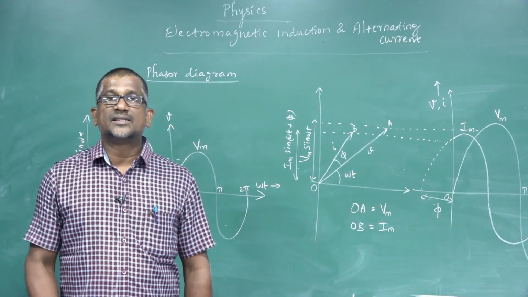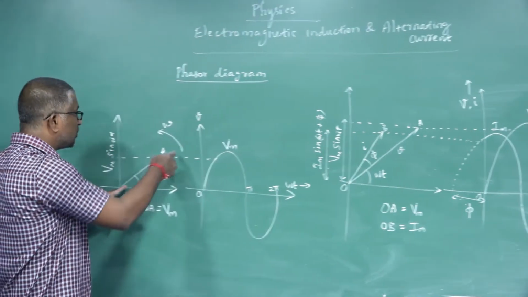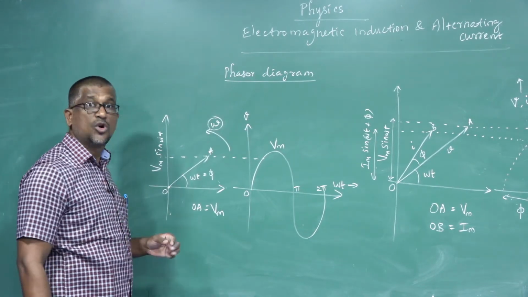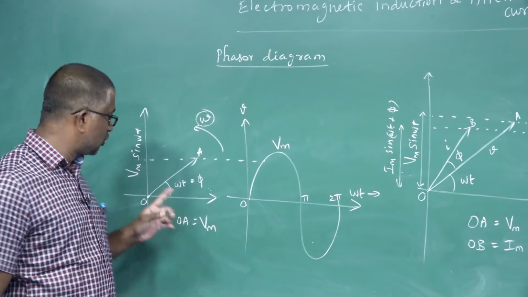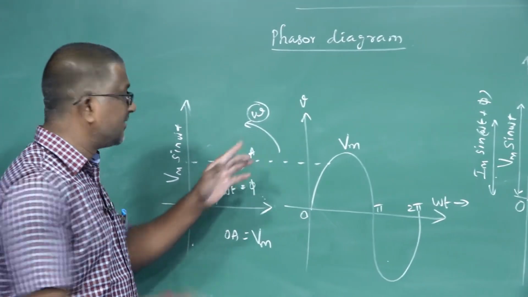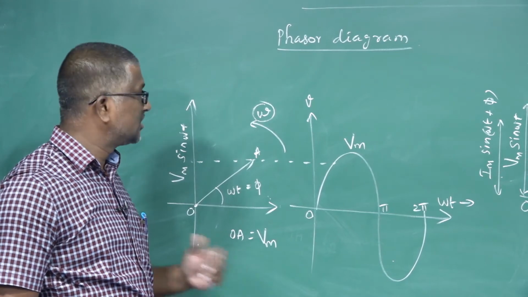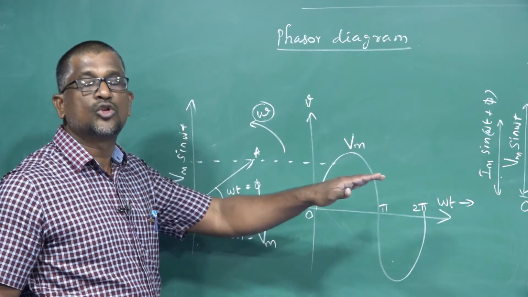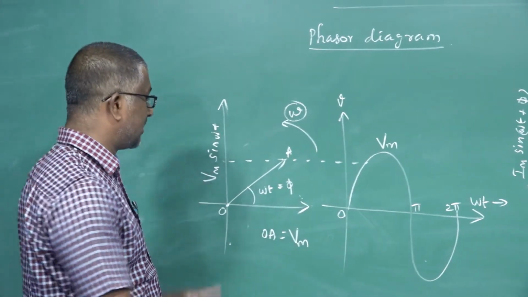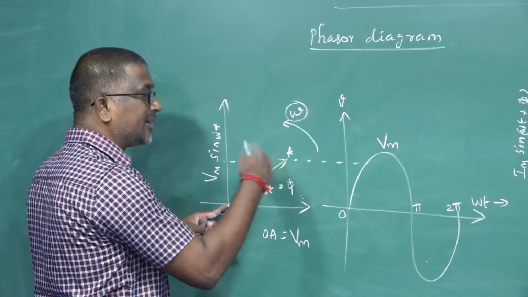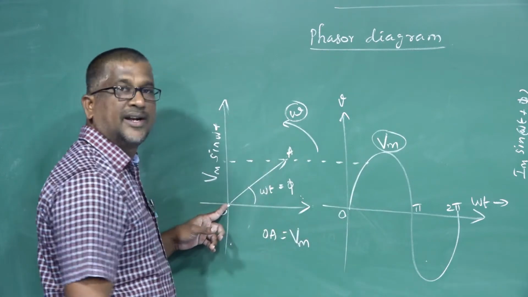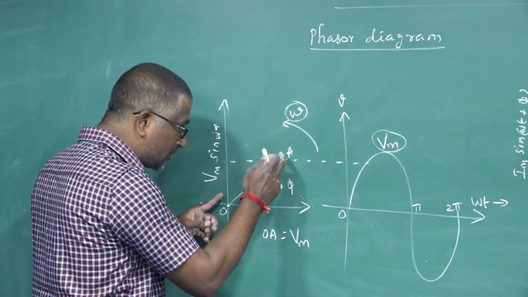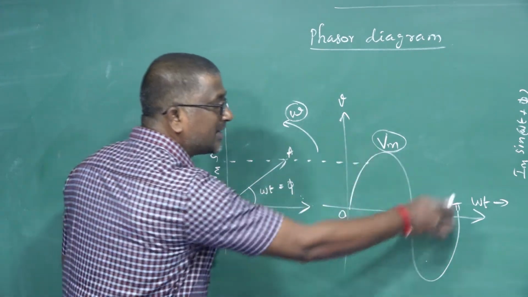Right. Phasor is a vector which rotates about a fixed point with a constant angular velocity in anticlockwise direction. It is called a phasor. Right. Phasor is used to represent either sinusoidal alternating voltage or sinusoidal alternating current. Right. Here the line OA gives the peak value of sinusoidal alternating voltage or peak value of sinusoidal alternating current. Right. The angle made by this phasor with the reference axis gives the phase of the alternating voltage.